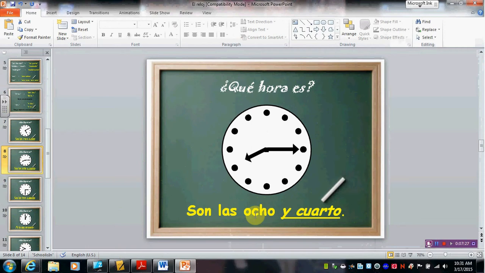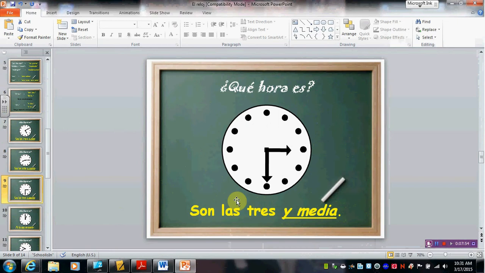This one. Remember, this is a keyword right here. It means a quarter and is only added for the 15 minutes. So it's telling me that it's 8 o'clock and 15 minutes. Son las 8:15. 5, 10, 15. Son las 8:15. 15 minutes.